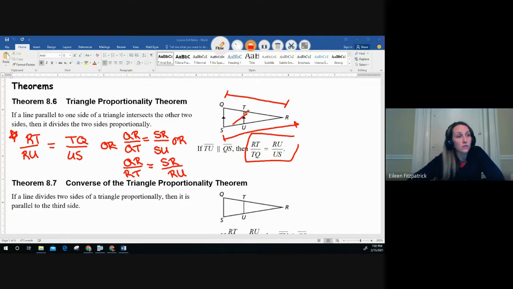One thing you don't want to do is crisscross. You don't want to crisscross. So just remember, no crisscrossing. That does not work, all right?